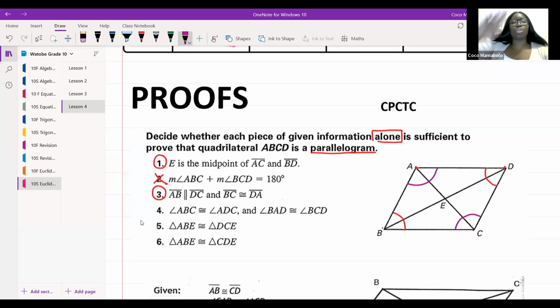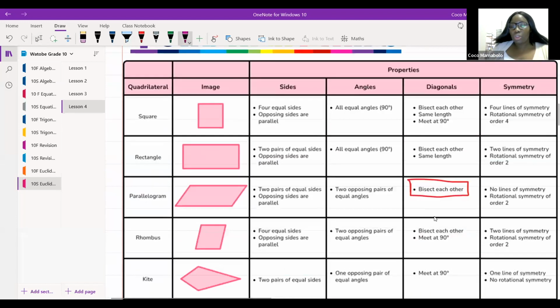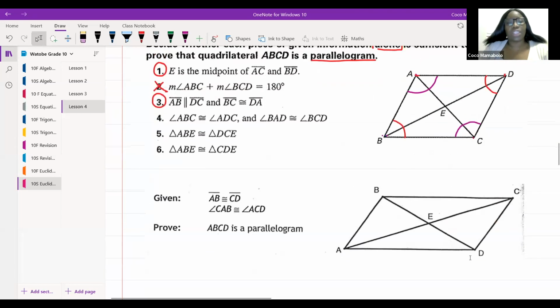Without us even having to go back up and look at the properties of parallelograms, is this enough information for us to prove that it's a parallelogram? Yes or no? Absolutely, Rita. Yes, it is. Because we know that the opposite angles of a parallelogram need to be equal. They must be. Here it is: 2 opposite pairs of equal angles. So that's enough information for us to say that it's going to be a parallelogram. All right, so there we go. That's one of them. Let's look at number 5 quickly.